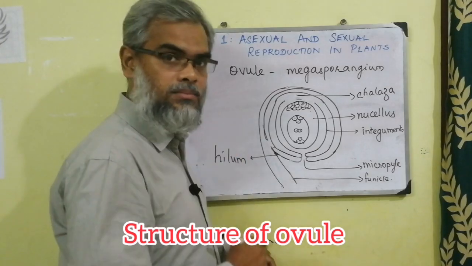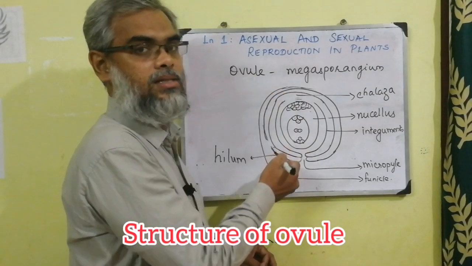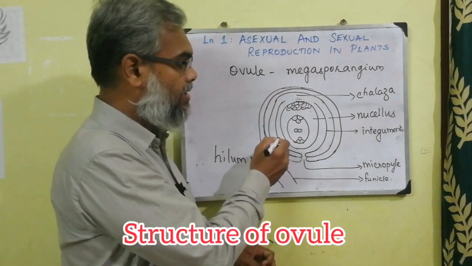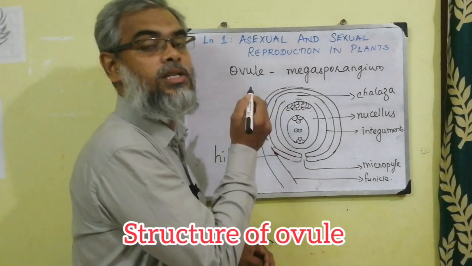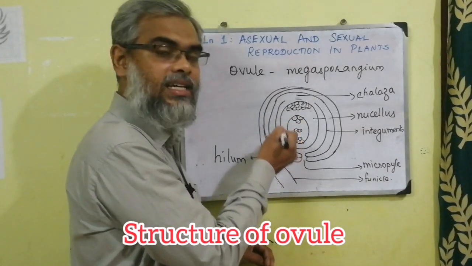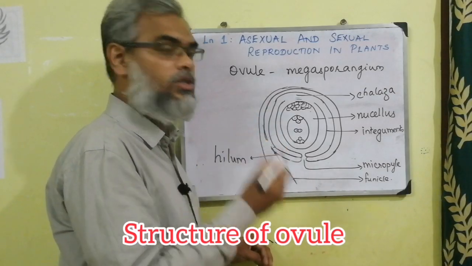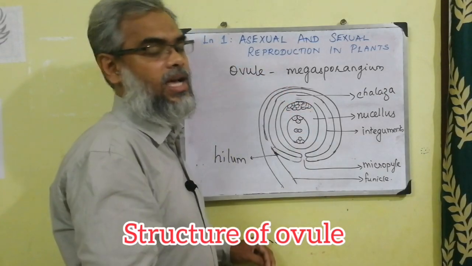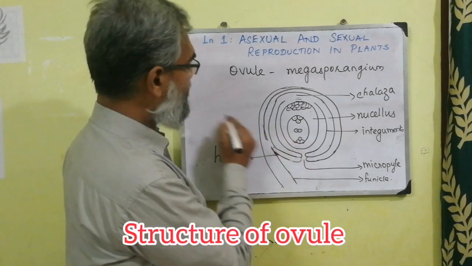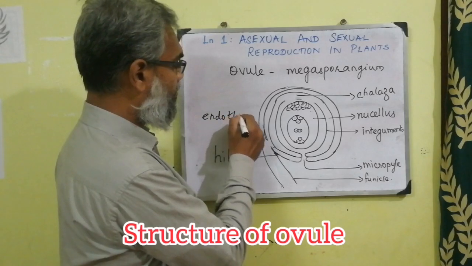Now, in some plants, in some species, the inner integument supplies nutritive tissue. The cells present in the inner integument, which give nutritive tissue to the embryo sac, are called endothelium.